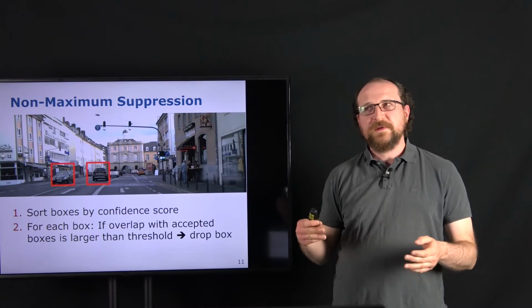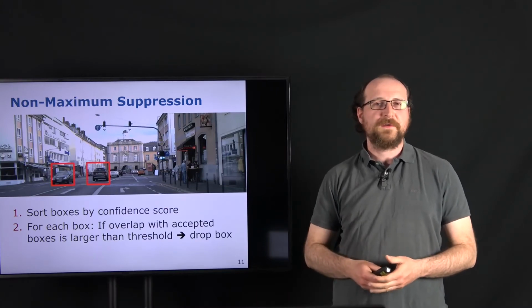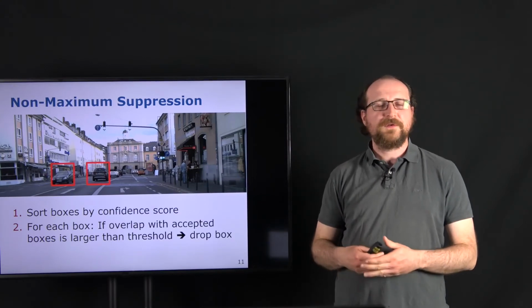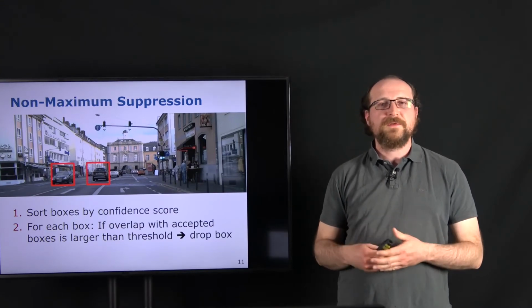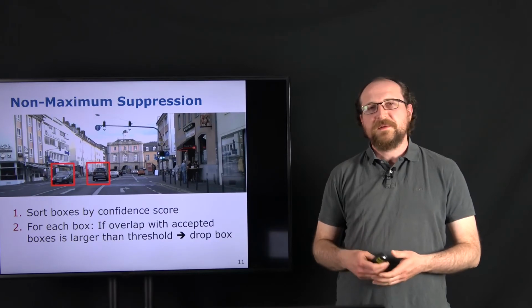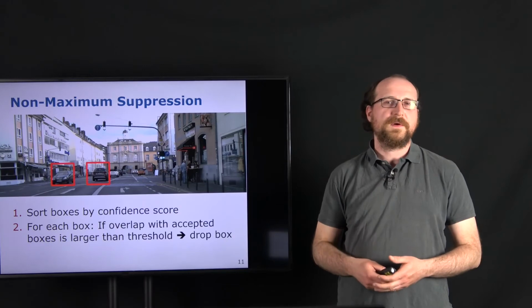So now you have an idea about how a general object detector works. It extracts regions. For these regions, it extracts some features and then does the classification. And in the end, we are maybe throwing away non-maximum detections. But the question is now, how do we define these features that we are using?